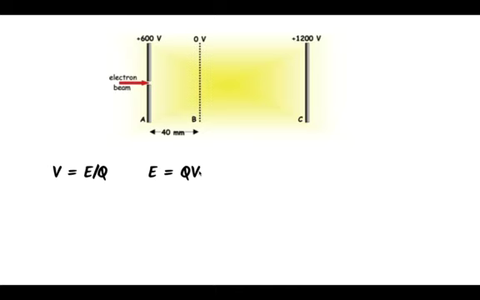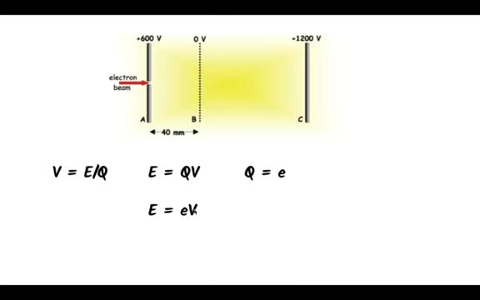We know that the charge carrier in this case is an electron, so the charge is going to be the electronic charge, 1.6 times 10 to the minus 19 coulombs. And we can substitute that in to get the electric potential energy, the energy associated with this situation, equals the electronic charge times the potential difference between plus 600 and 0, which is going to be 600.